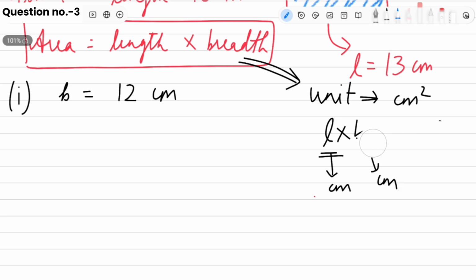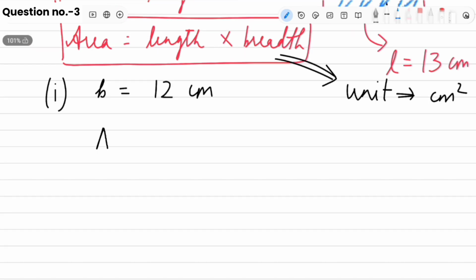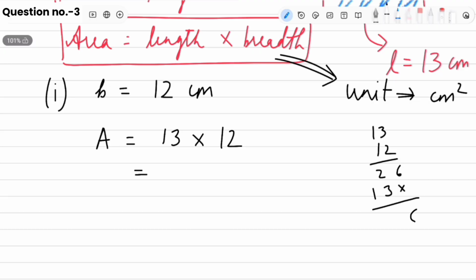Okay, now area is equal to length, which is already given as 13 centimeter, and the breadth is 12 centimeter. 2 3s are 6, 2 1s are 2, 1 3s are 3, 1 1s are 1. So it's going to be 6 5 1. So the answer is 156 centimeter square.